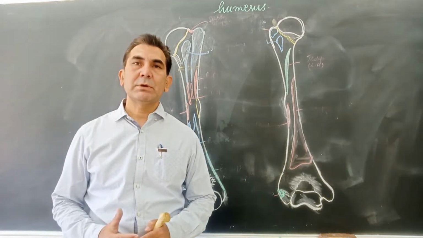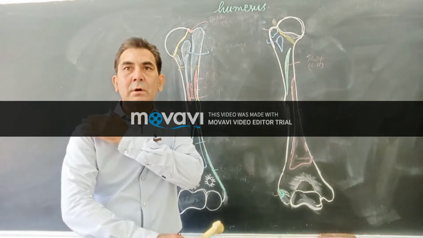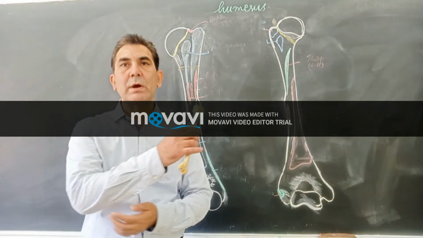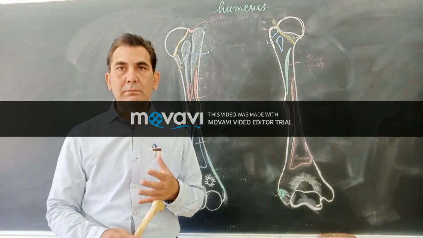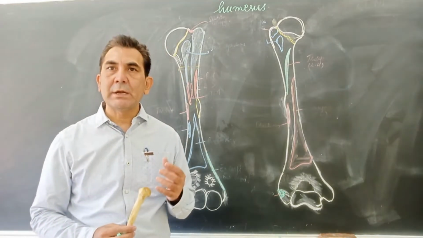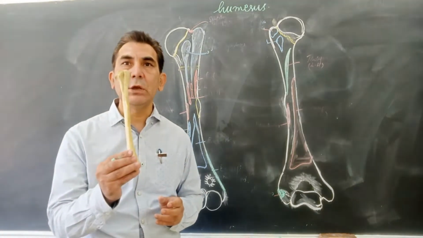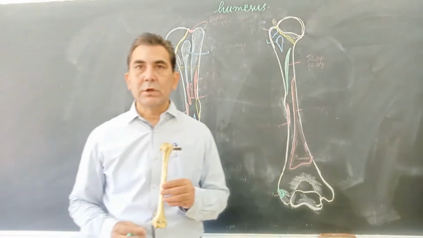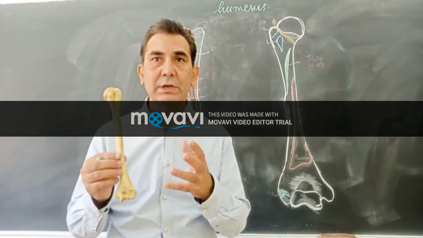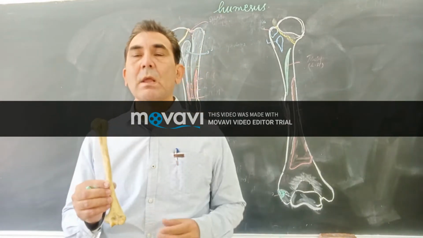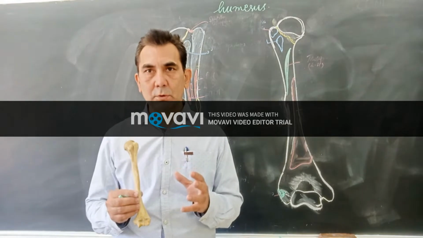In lecture number 6, we will learn about the upper arm. The upper arm, from the shoulder joint to the elbow joint, is the portion of the upper limb called the upper arm. It is made up of a single bone, the humerus. The humerus is a type of long bone.